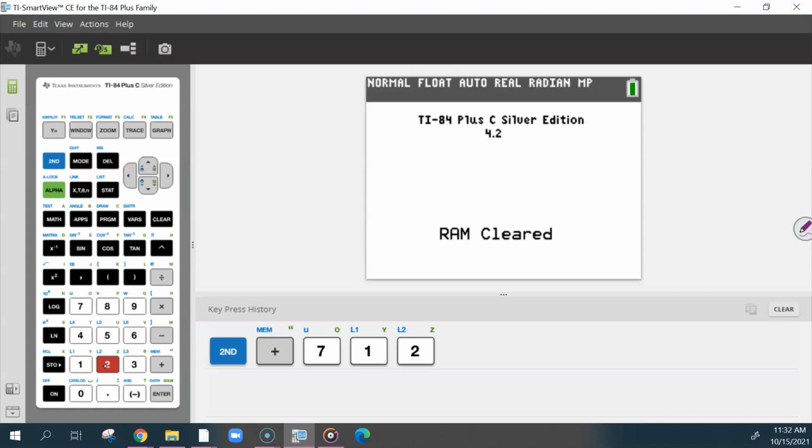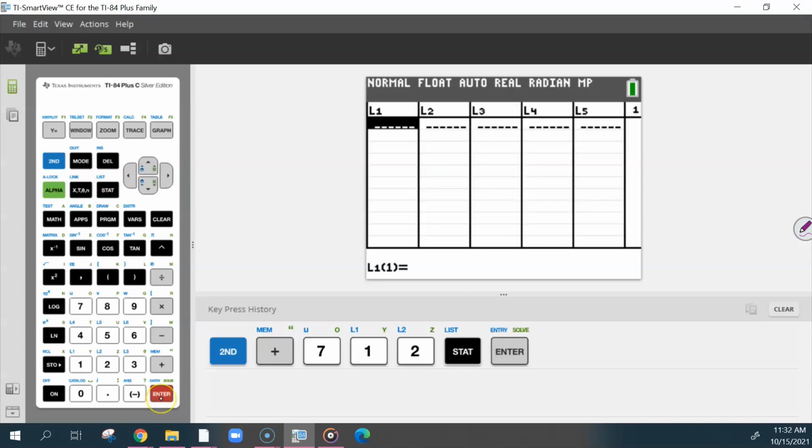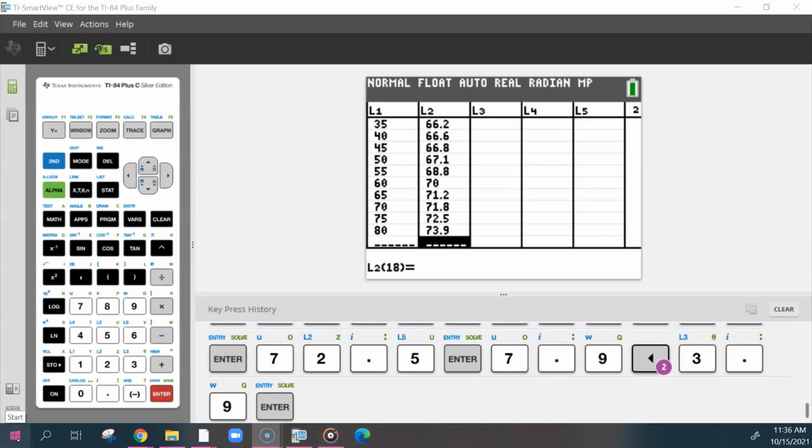And then after you reset it, you're going to go into your stat button. Go into edit by pressing enter, and start putting in all of those numbers. Put the years in L1, the male life expectancy in years in L2. And I'll give you a second to do that. I see a few more people putting in numbers. I'll give you a little bit.